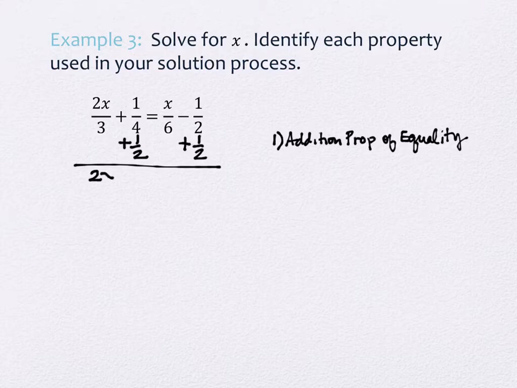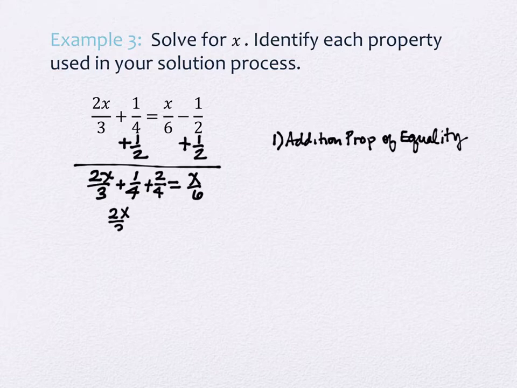So now I have 2x over 3, and I have x over 6 on the right. What am I going to do with 1/4 and 1/2? Okay, and how will we add them? Get a common denominator. So what in the world would my common denominator need to be to make that work? Yeah, 4 will work, 8 will work. 4 is a little bit smaller to work with, so I'll go with 4. So if I do 1/4 and 2/4, then I have 2x over 3 plus 3/4 equals x over 6.